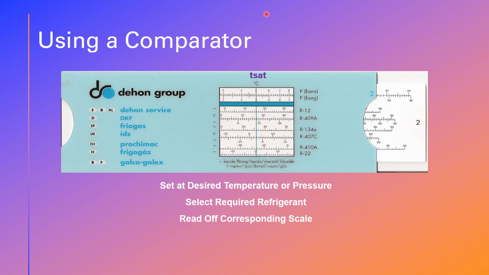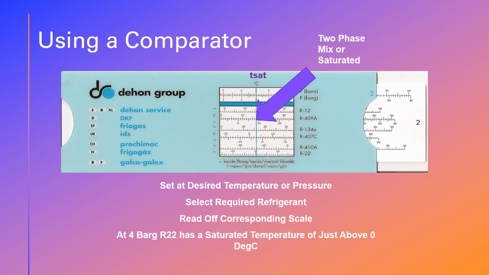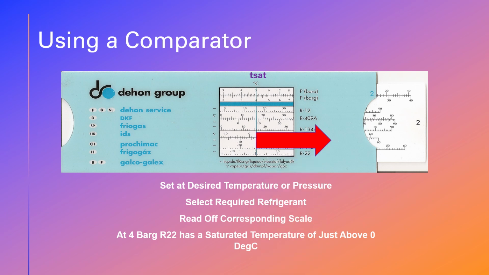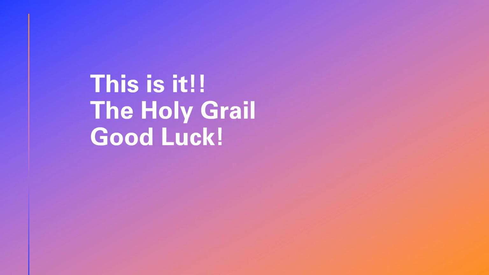Here we are again. You can see that this line here is the TSAT line. Again, showing the two-phase mix or saturated line. So therefore anything above that line will be superheated gas and anything below that line will be subcooled liquid. This is it, the Holy Grail. Good luck.